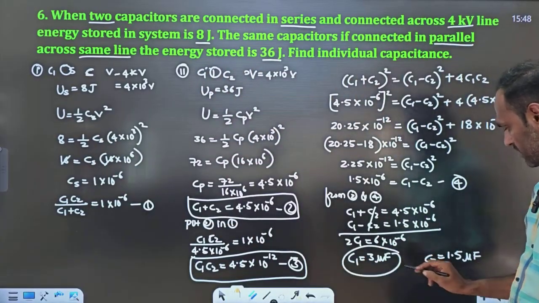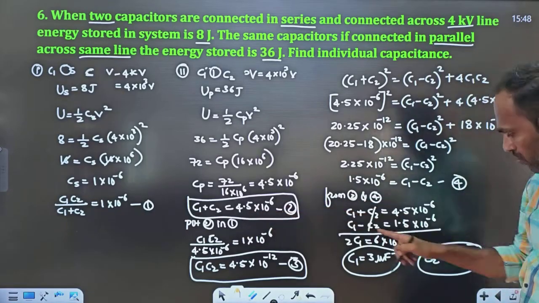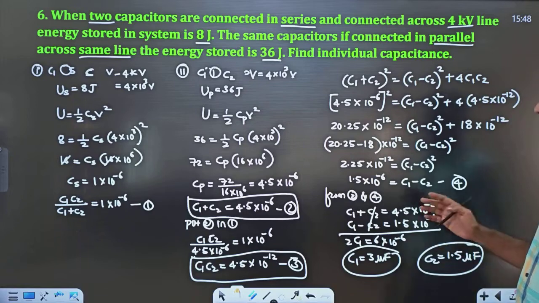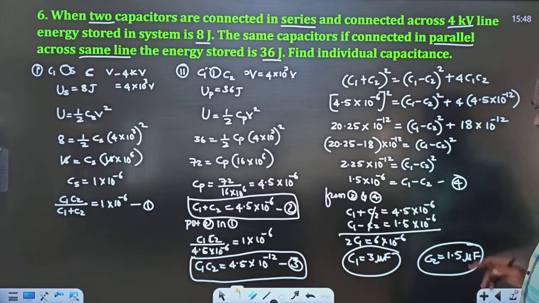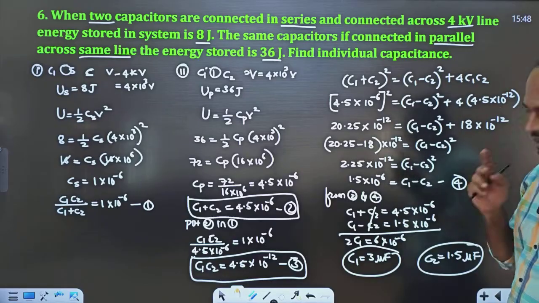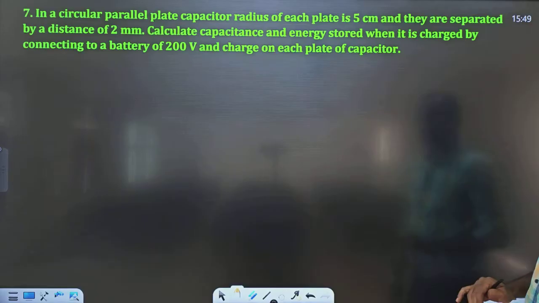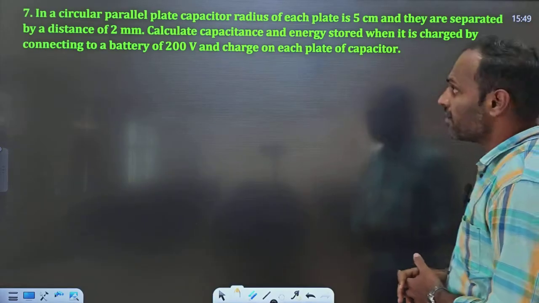So this is how we have to calculate the individual values of C1 as well as C2. We got the value of C1, we got the value of C2. C1 you substitute in equation 2, you will get C2. Correct? This is how we have to calculate it. So remember, when you have product and sum, you use this formula and you will get the individual values. Otherwise, when the equations come, you solve the equations and you will get this. Okay, we'll go for the last question then.